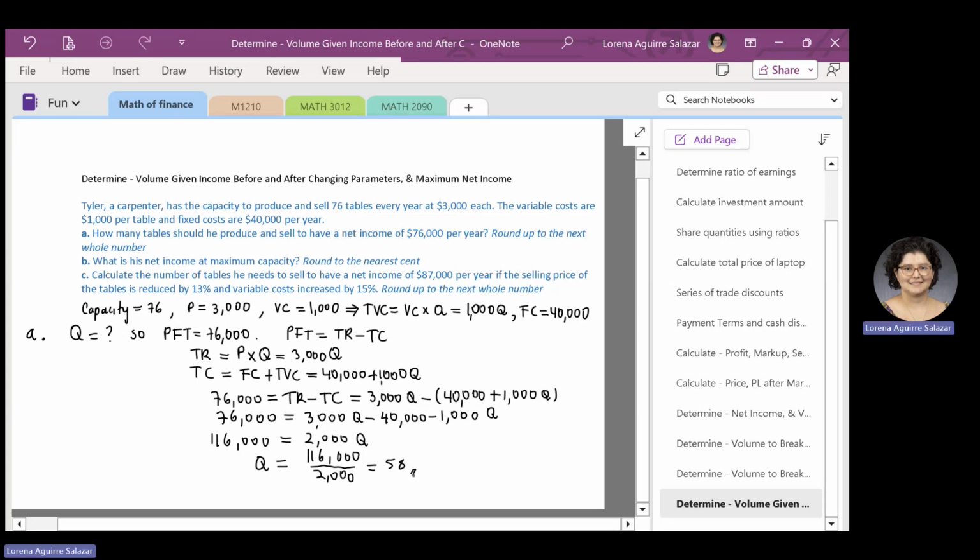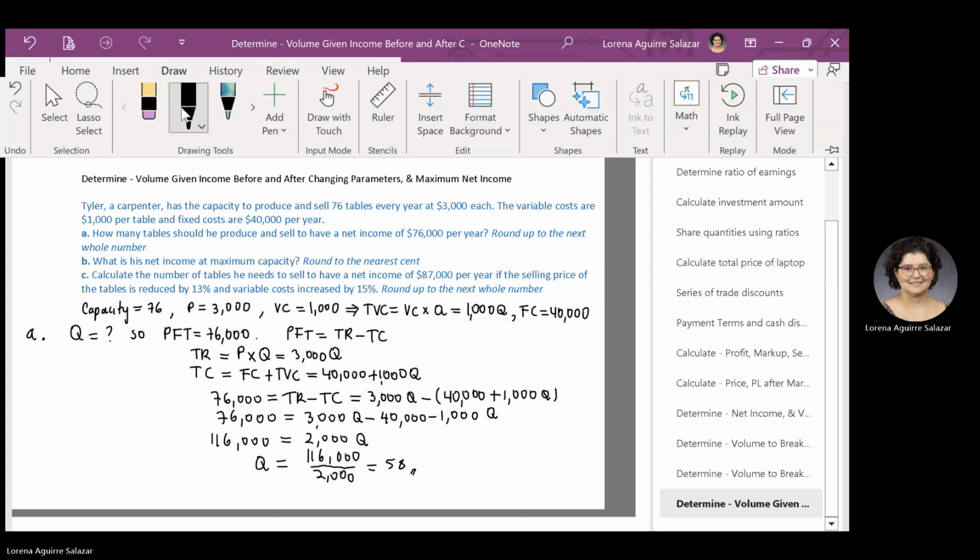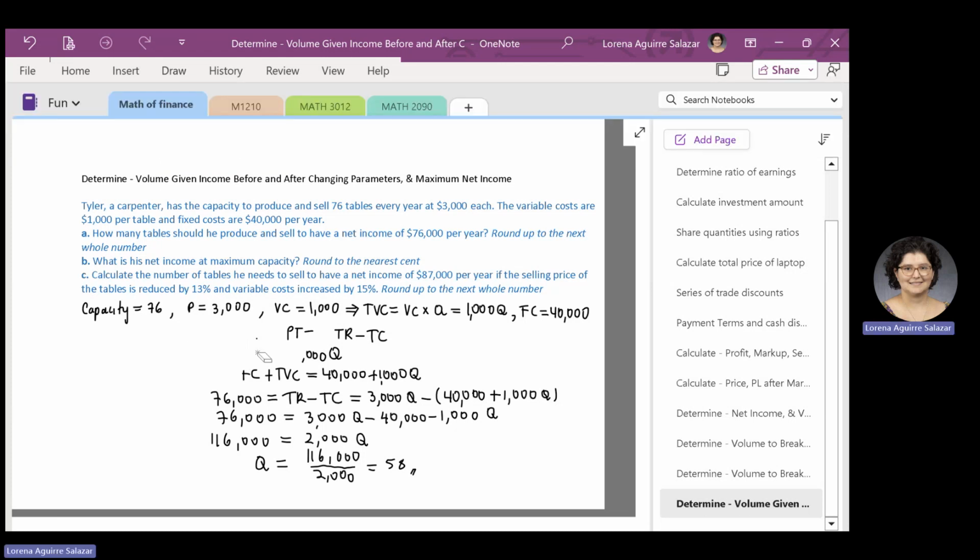So 58 tables should be produced and sold to have a net profit of $76,000 per year. All right, let's move on to part B of this problem. I'm going to erase the board to show the solution to part B.